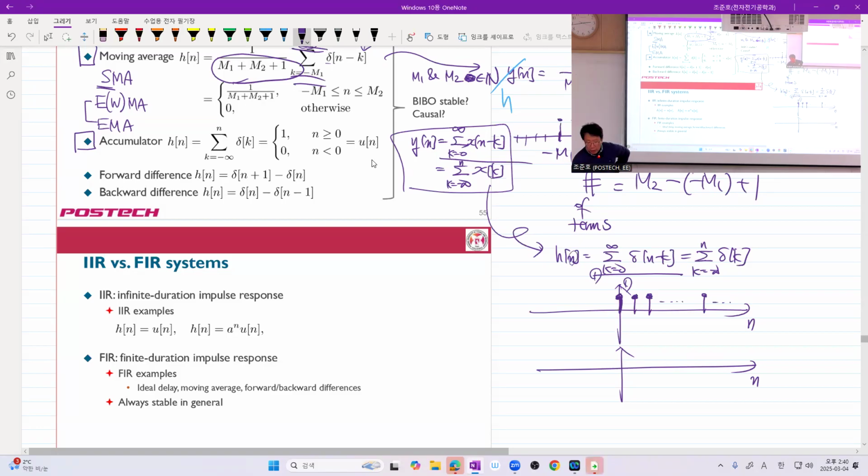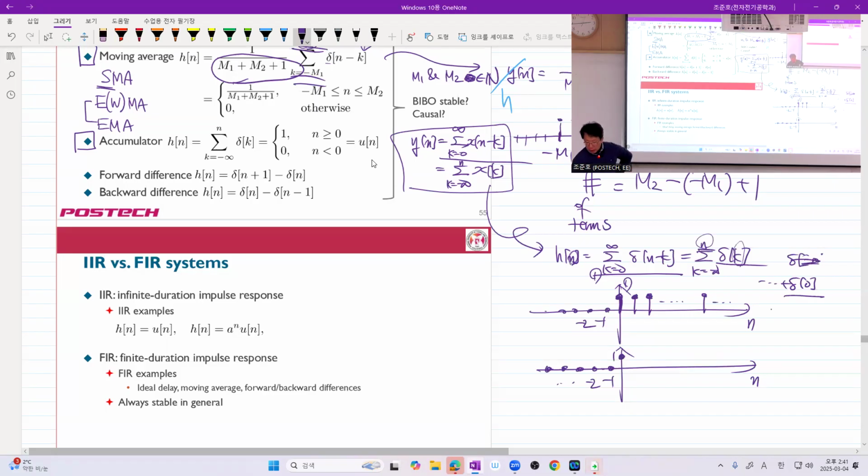Let's choose n less than 0. What happens? When n is less than 0, the argument of the delta function can never be 0, which means all zeros. What if n equals 0? Then you have a single delta of 0, which is 1. So you have 1.